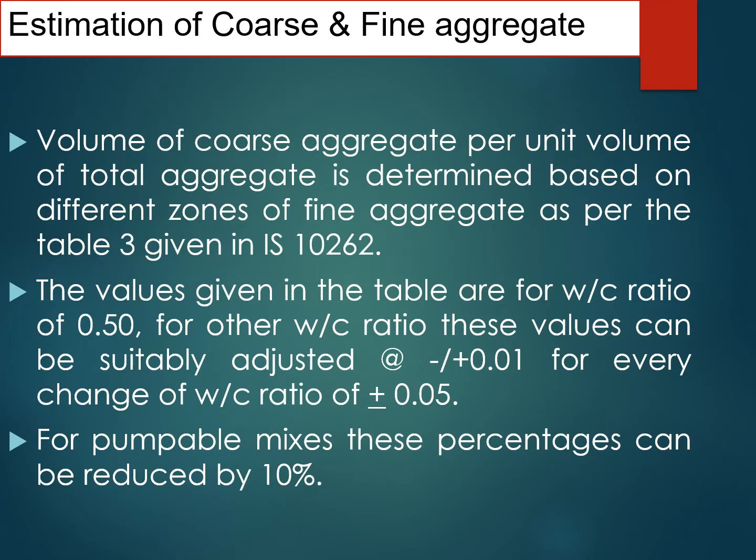Estimation of coarse and fine aggregates. Volume of coarse aggregate per unit volume of total aggregate is determined based on the different zones of fine aggregates as per Table 3 given in IS 10262. The values given in the table are for a water cement ratio of 0.5. For other water cement ratios, these values can be suitably adjusted, say plus minus 0.01 for every change of water cement ratio by 0.05. For pumpable mixes, these percentages can be reduced by 10%.